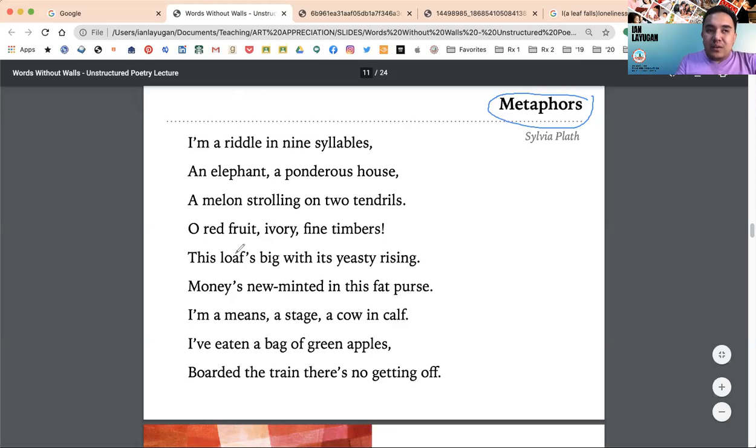So the question now is, what are these metaphors all about? If you look at the very first line, it says, "I'm a riddle in 9 syllables." Wow, so it's a riddle. Okay, very first clue. Sinabi na niya agad, I'm a riddle in 9 syllables. And it says 9 syllables, so let's count. I'm a riddle in 9 syllables.